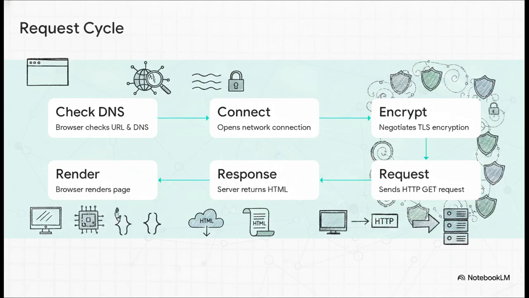Second, it opens a network connection to the server. Third, it negotiates that secure TLS encryption we just talked about. Fourth, it sends an HTTP request like GET /login. Fifth, the server processes this and fires back a response, including a status code, headers, and the HTML content. And finally, the browser renders the HTML, paints it with CSS, and executes the permitted JavaScript. It's really a beautifully choreographed dance.